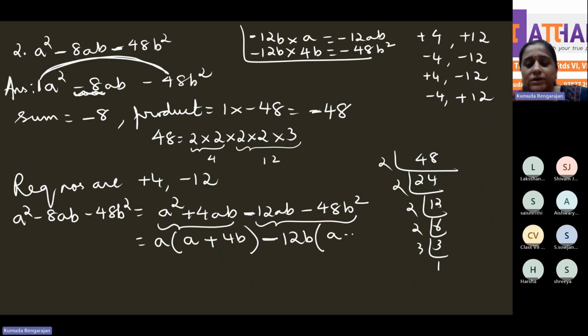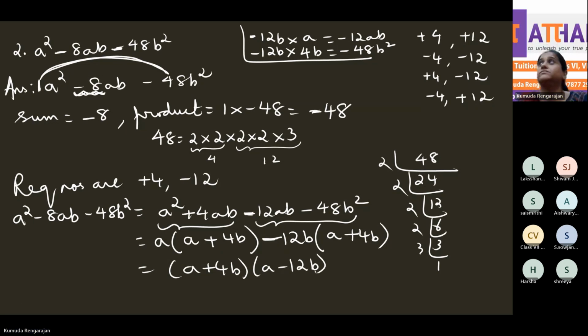Right? So it is plus 4b, because minus into plus is minus. 12 fours are 48. b into b is b squared. So now you can see that in the brackets we have a plus 4b, write it once, and a minus 12b in the other bracket. So we have factorized the given expression. a plus 4b and a minus 12b are the two factors. Right, children?